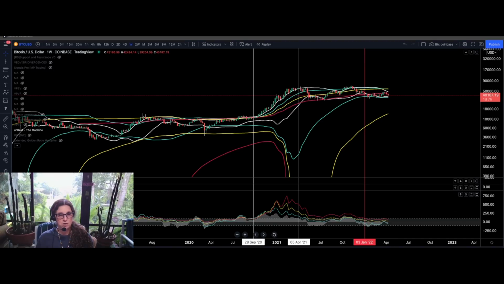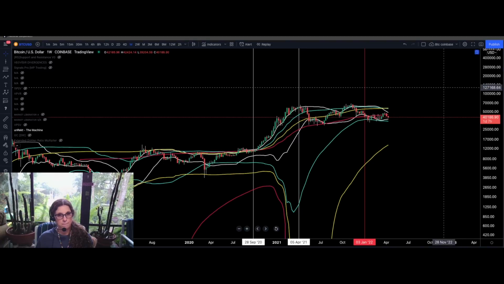So the indicator on the top that you see is called the machine. It is based on moving averages that he has turned into Bollinger Bands. Don't ask me how he did this. I don't know. It's just amazing.